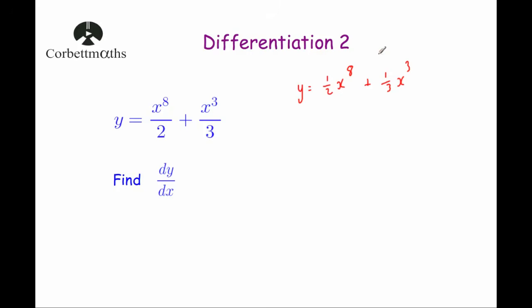Okay, now we can differentiate this quite nicely. So let's find what dy by dx is. So again, we're going to bring down the power. So we've got a half, and we're going to times it by 8. Well, a half times 8 is equal to 4x, and reducing the power by 1, that's going to be 7.